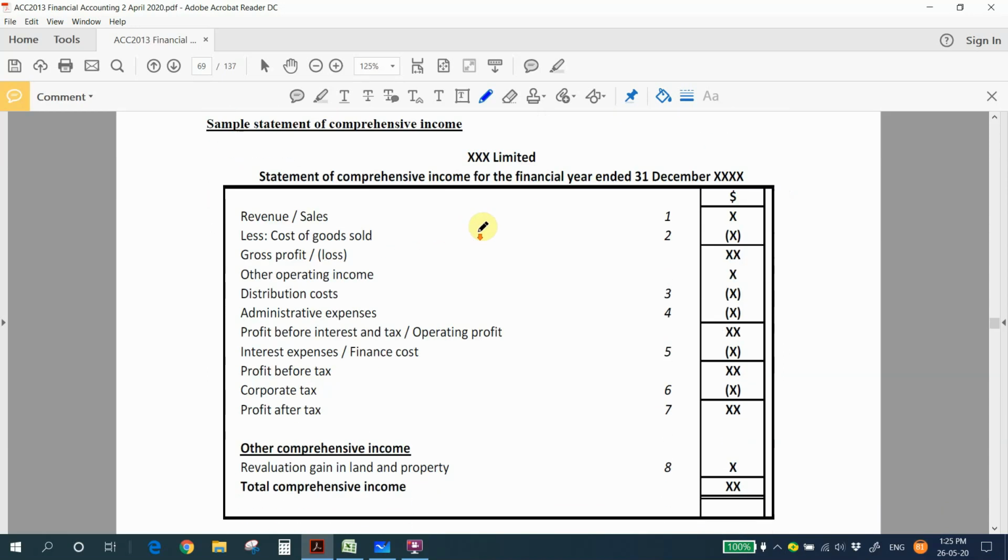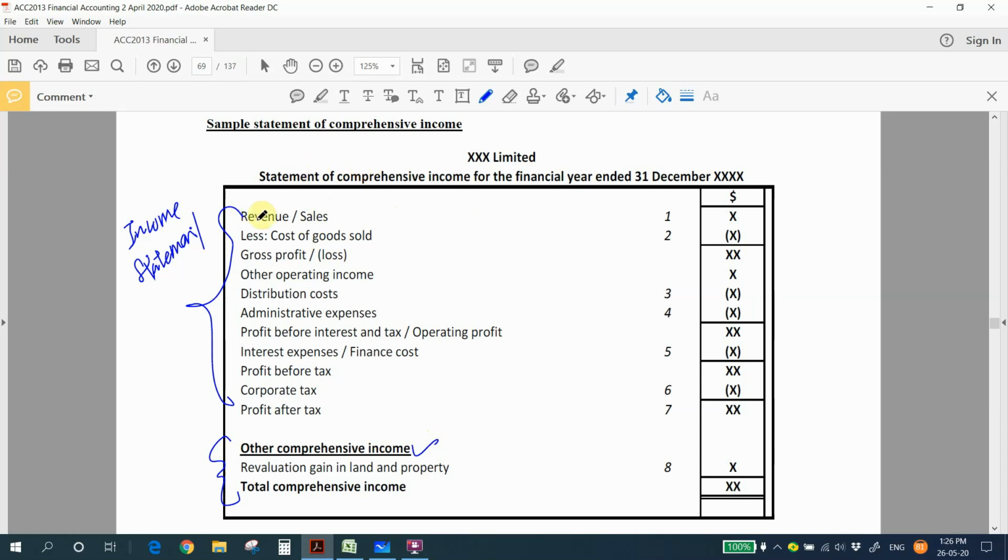So here I enclose a sample of the statement of comprehensive income. From here to here, we call it the income statement. This is the first part of your statement of comprehensive income. And then the second section here discloses the other comprehensive income. So let's have a look at the statement of comprehensive income and see what is the difference between it and your income statement in partnership and sole proprietor.